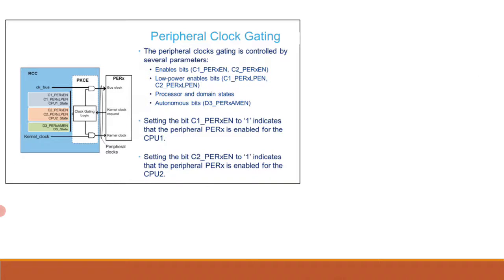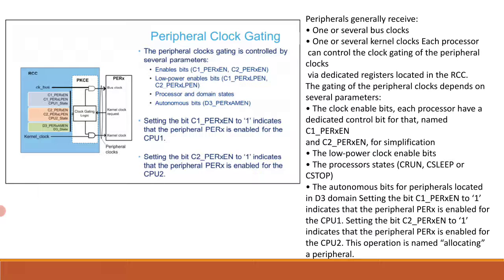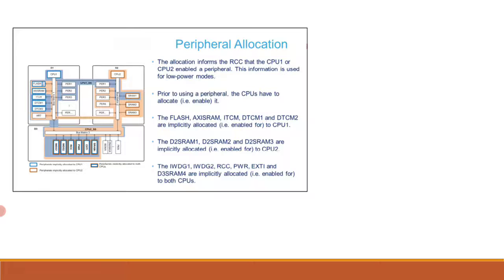It is important to note that the RCC offers 2 registers allowing each processor to enable or allocate peripherals. The peripheral allocation informs the RCC that CPU1 or CPU2 enabled a peripheral. This information is used by the RCC for the clock control in LPMs, that is low power modes. So before using a peripheral, the CPU has to allocate it. The same peripheral can be allocated by both processors. It is up to the application to avoid resource conflicts.